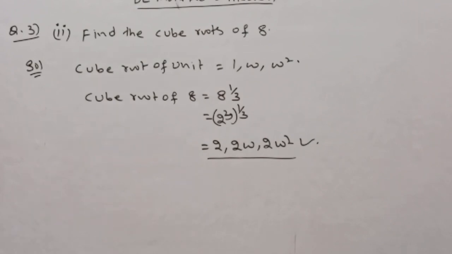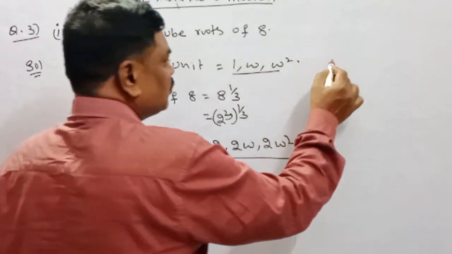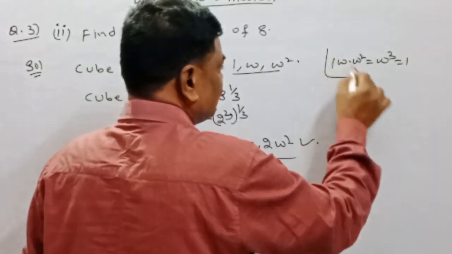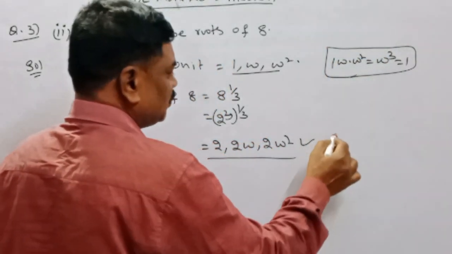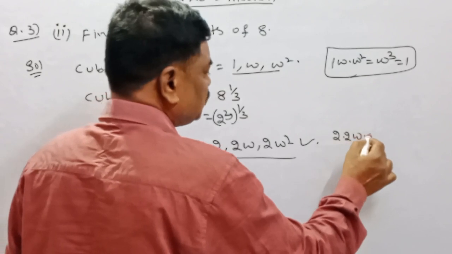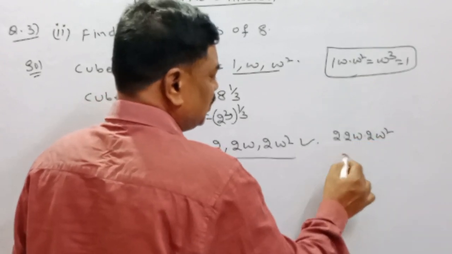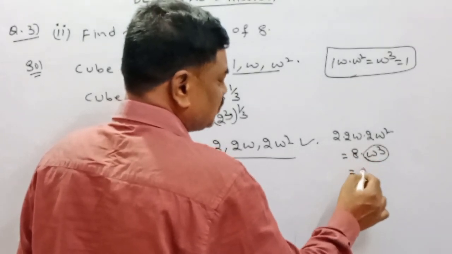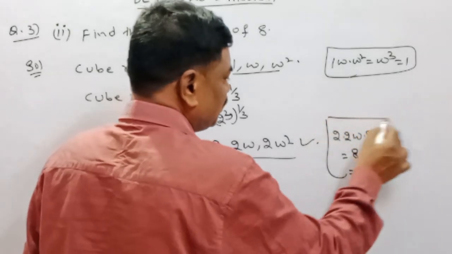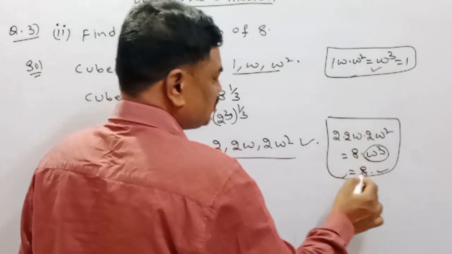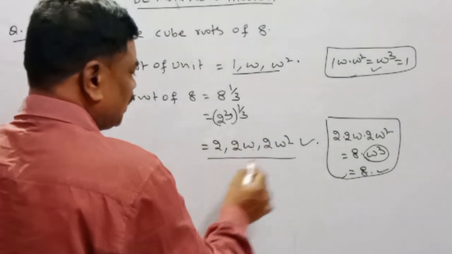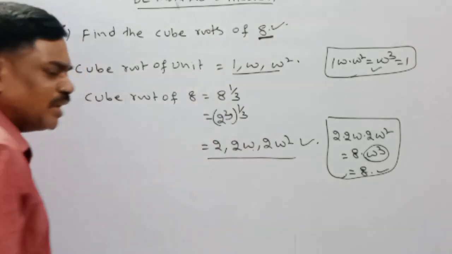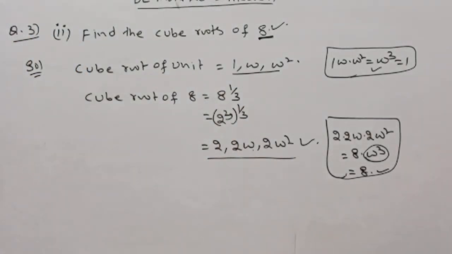Why? Because 1 cubed is 1, and omega cubed is 1. Here also, (2 omega squared) cubed is 8 into omega cubed, and omega cubed is 1, so it is 8. By using this formula, 2, 2 omega, 2 omega squared are the cube roots of 8. That's all.